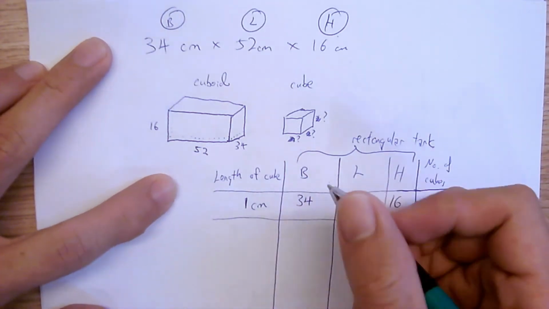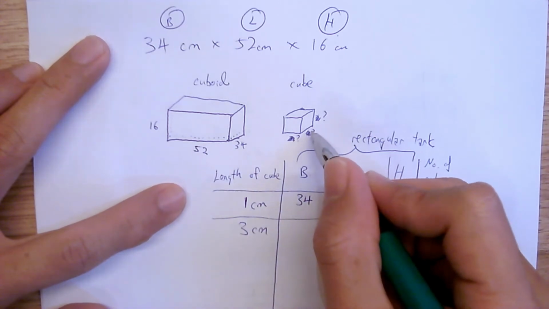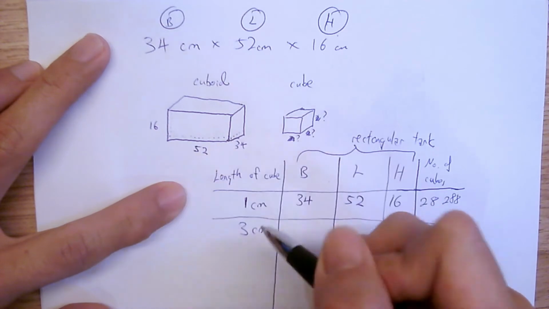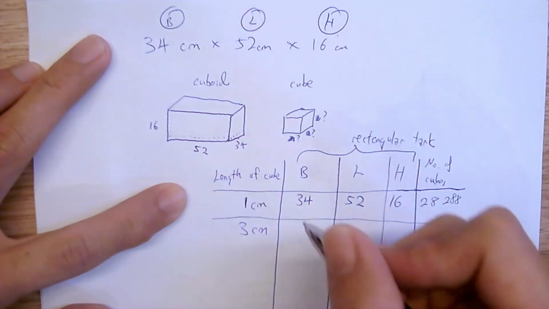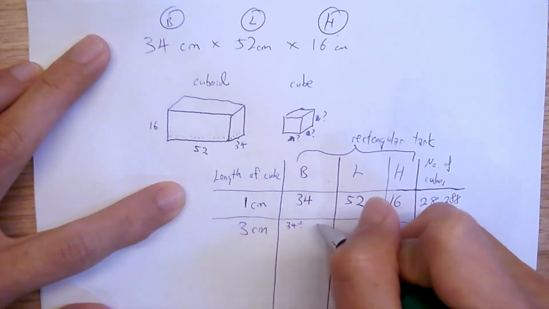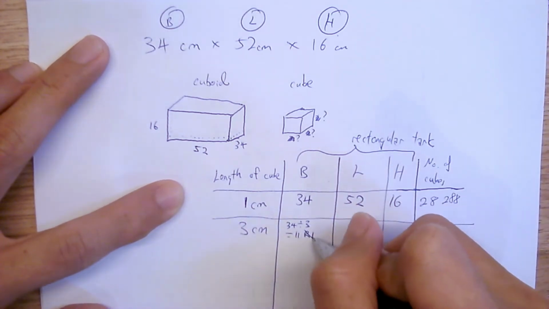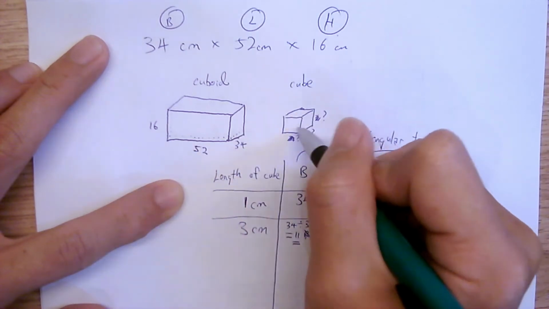Now what happens if it's 3 cm? Now the length of my cube is 3 cm. So again, let's go to the breadth. If the total breadth is 34, how many 3 cm cubes can I put inside? It will just be 34 divided by 3. This will give us 11, remainder 1. We must ignore the 1, so there will just be 11. So over here we can put 11 of such 3 cm cubes.